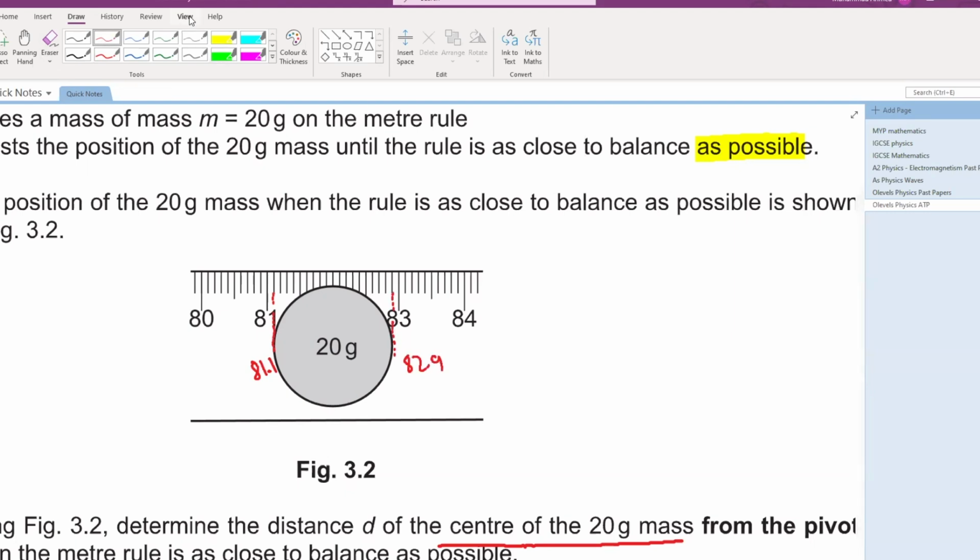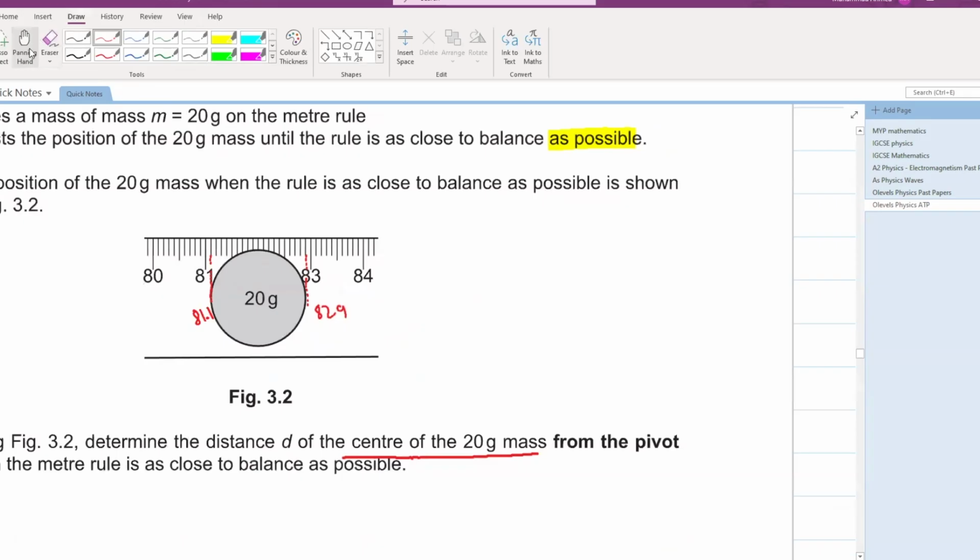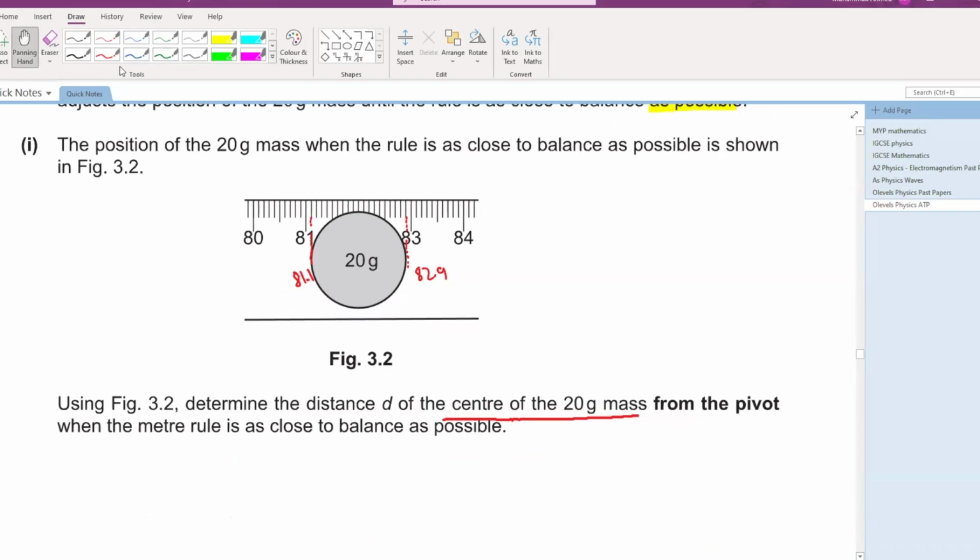How can you calculate the center of the 20-gram mass? Now you can make a key point again here. To calculate the center, what will you do? Let's say this is your starting position, and this is your ending position. The starting position plus the ending position divided by 2.